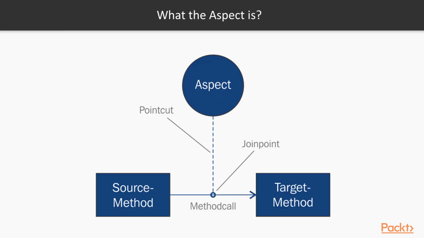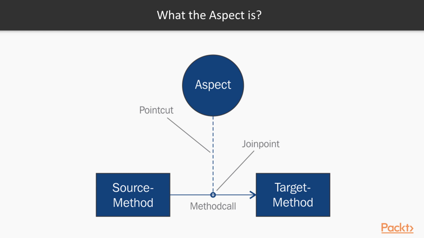So what is an aspect? Let's say that we have a source method and a target method. We have a service A with the source method and a service B with the target method, and service A is calling service B. This is a normal interaction. Let's take our example of the booking service. Some other service is calling book a travel using the booking service.